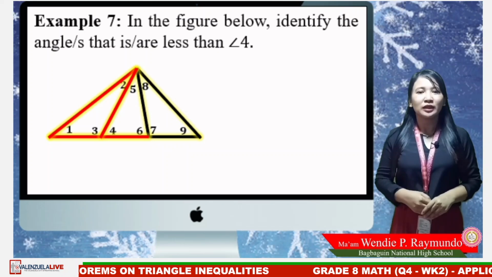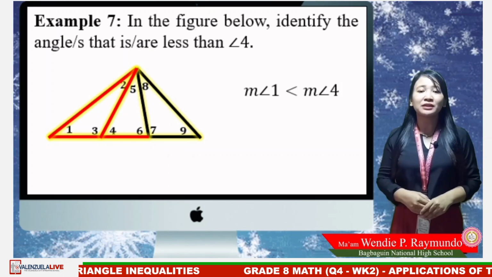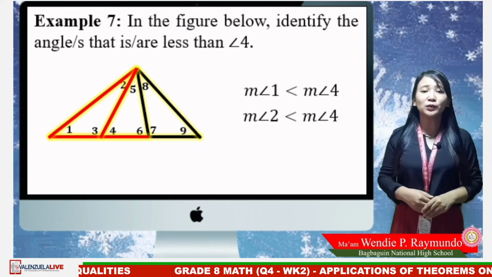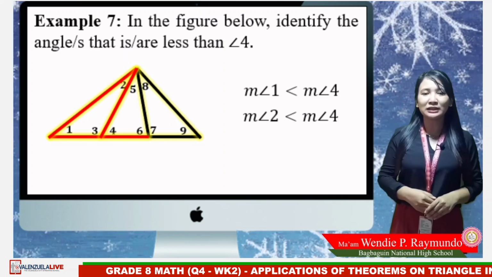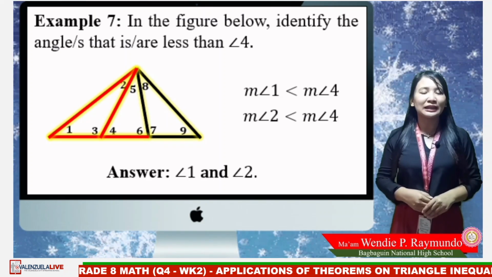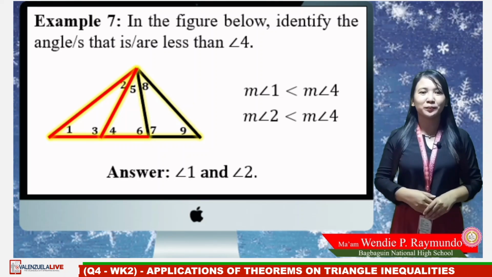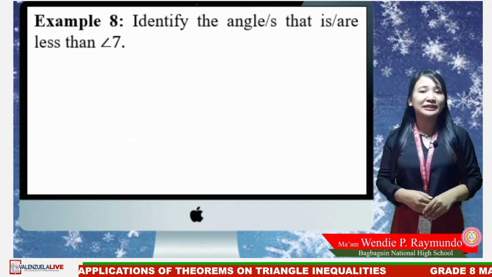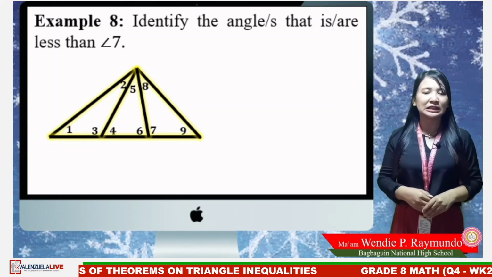By applying the theorem, measure of angle 1 is less than measure of angle 4, and measure of angle 2 is less than measure of angle 4. Therefore, the angles less than angle 4 are angle 1 and angle 2. Example number 8. Identify the angle or angles that is or are less than angle 7.